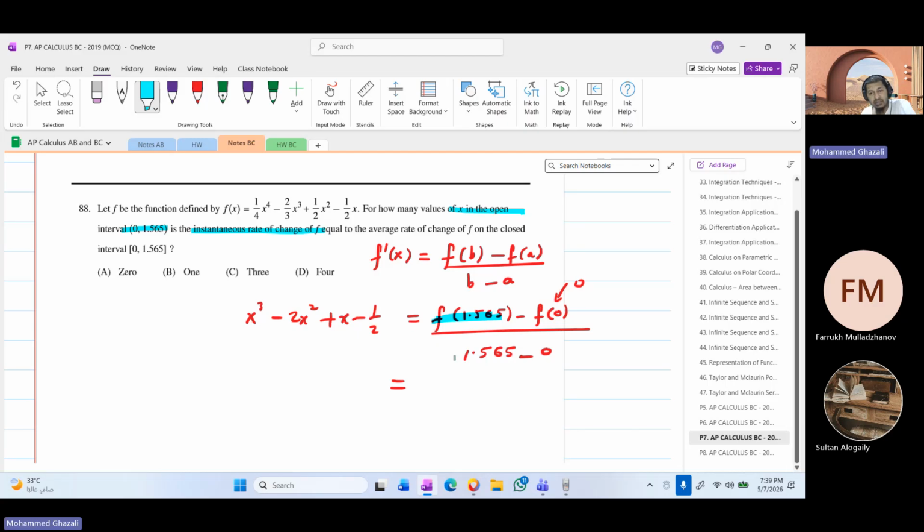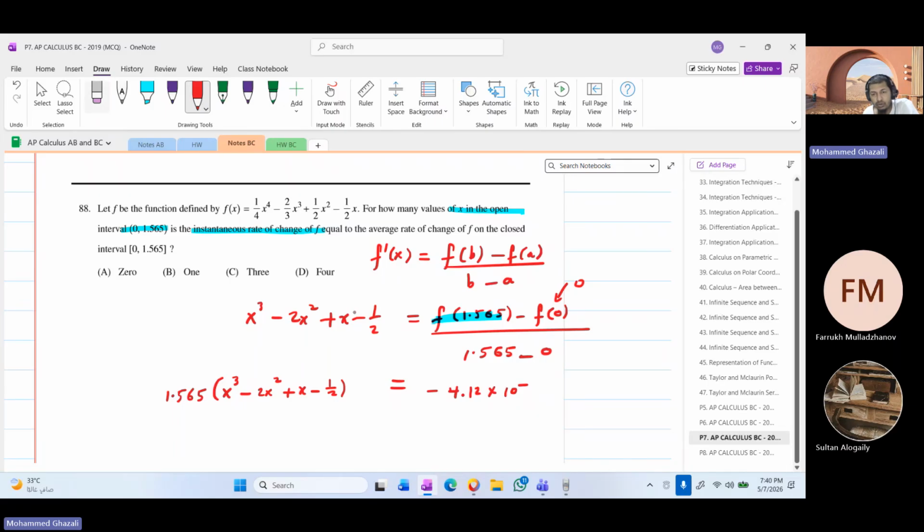So I'm going to cross multiply here. I'm going to get 1.565 x cubed minus 2x squared plus x. Oh, I get a really small number. It's like negative 4.12 times 10 to the power of negative 4.